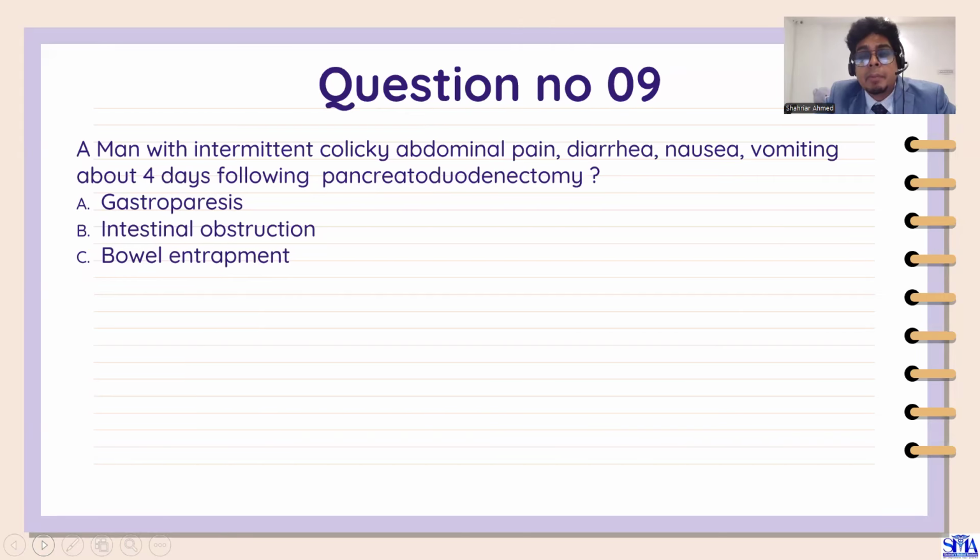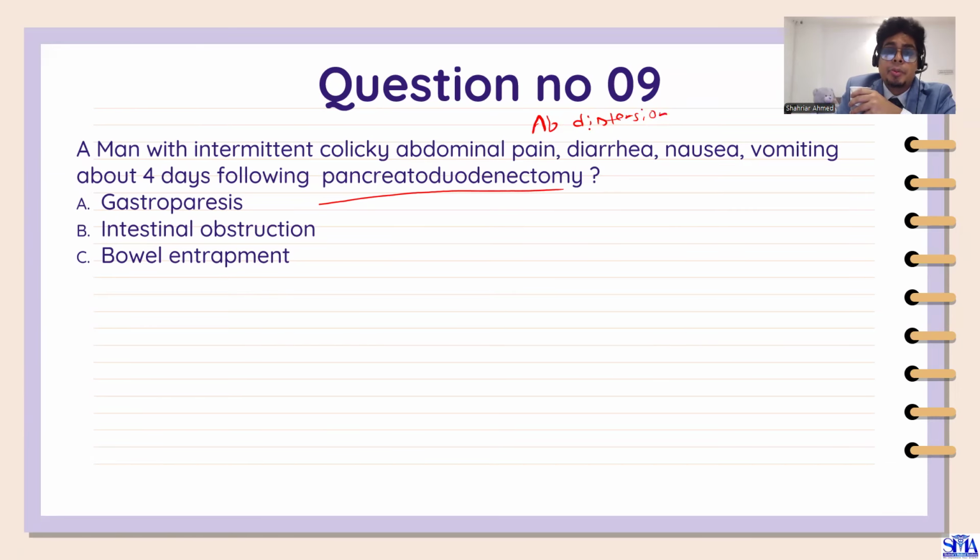A man with colicky abdominal pain, diarrhea, nausea, vomiting, 4 days following pancreatitis surgery. Now, interesting question. This is following a surgery, and I will say it is a little difficult question. So following a major surgery, like a huge surgery, what do you expect? 4 days following surgery, are we expecting obstruction in most cases? Possible. But did they mention any word like abdominal distension?